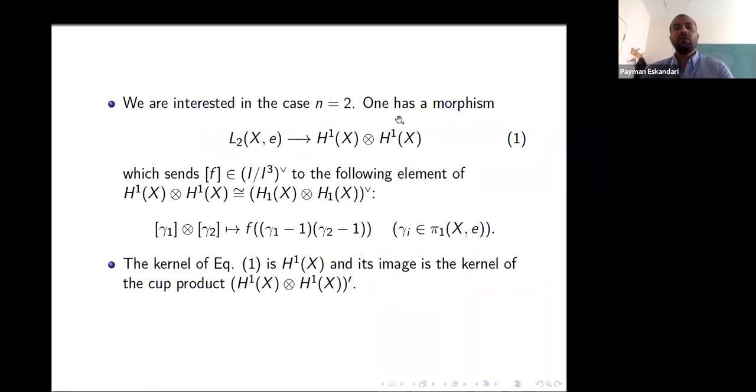Now, one has a morphism from L2 of X, E to H1 of X tensor H1 of X. How is this morphism defined? Take an element of L2, the class of some F being a function on I which vanishes on I cubed. H upper 1 tensor H upper 1 is the dual of H lower 1 tensor H lower 1. Given an element of H lower 1 tensor H lower 1, the class of gamma 1 tensor the class of gamma 2, with gamma 1, gamma 2 being elements of the fundamental group of X with base point E, you're going to send this to gamma 1 minus 1 times gamma 2 minus 1. These are each in I, so the whole thing is in I squared. And then you evaluate F on that element.